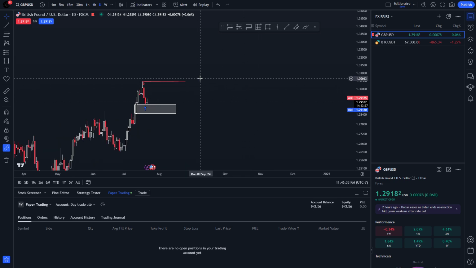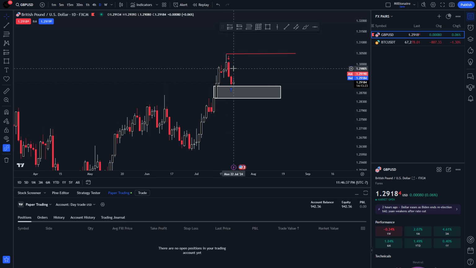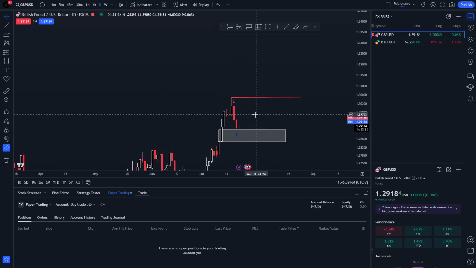And so basically, I also learned about fair value gaps. So right here, this would be considered a fair value gap. So no, not a fair value gap, an order block. So an order block is basically a place in a market where orders pretty much get filled.